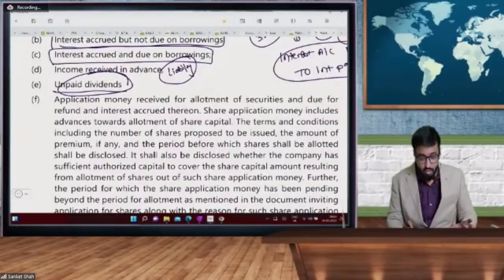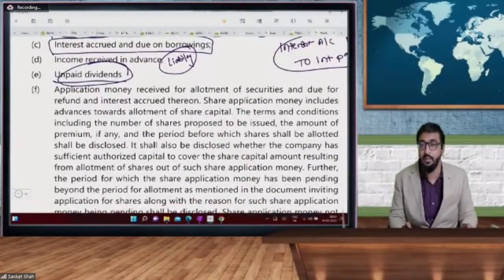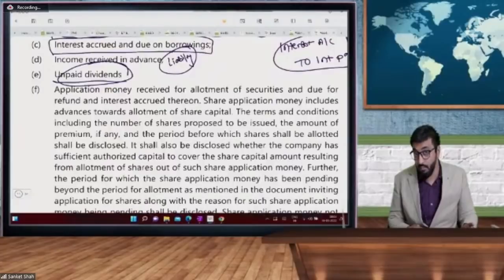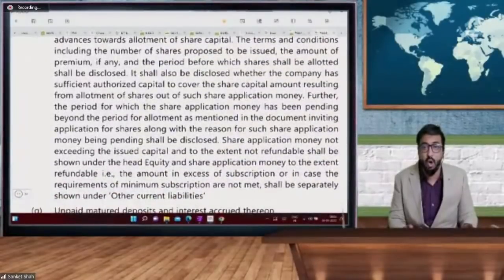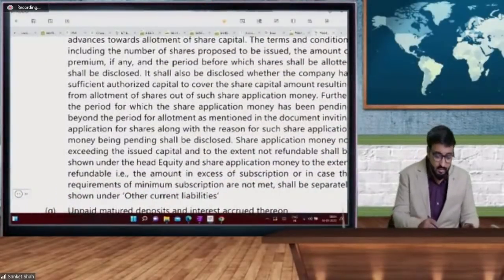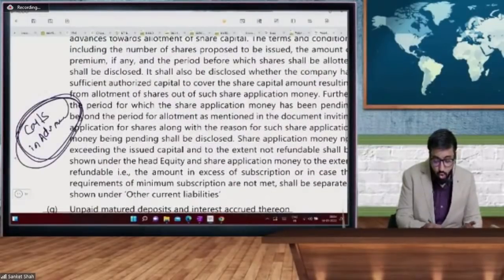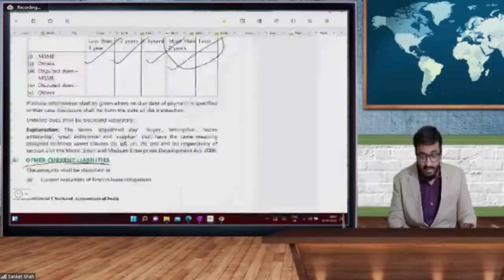So friends, I hope you are getting this concept of unpaid dividend. I explained the concept with my grandma's physical shares. At that time that dividend was not cleared, and that dividend is shown under the head unpaid dividend by the company. Now, one more thing: calls in advance is also shown under this head, which is called other current liabilities.